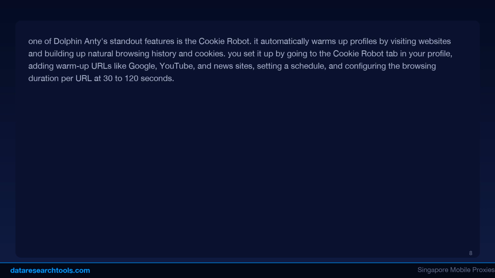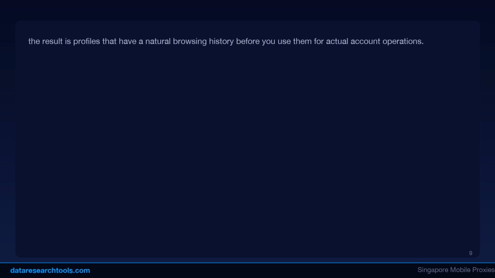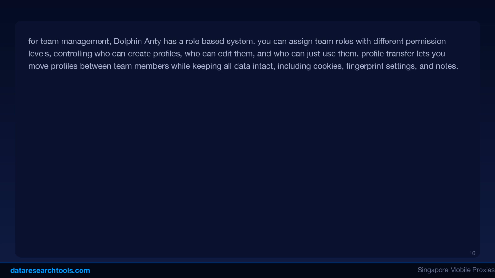Now let's walk through setting up Dolphin Anty. First, download and install from the official website. Create an account and choose your plan. The free plan includes 10 profiles, which is enough to get started. Once installed, you create a new browser profile. For each profile, you configure the operating system to match your proxy's location. Set the browser type and version. Assign a proxy. Configure the time zone and language to match the proxy's geographic location, and optionally import cookies if you have them.